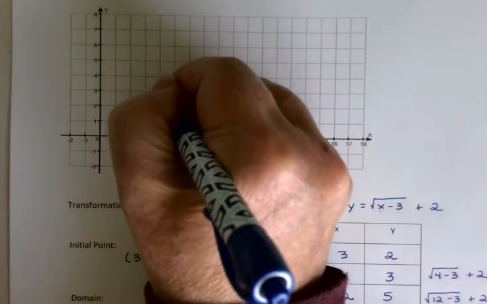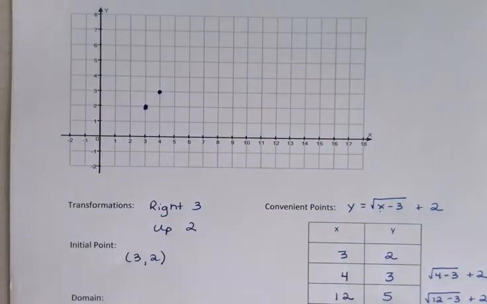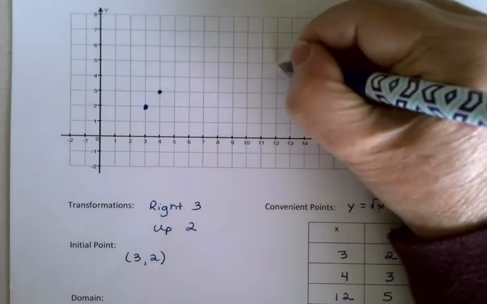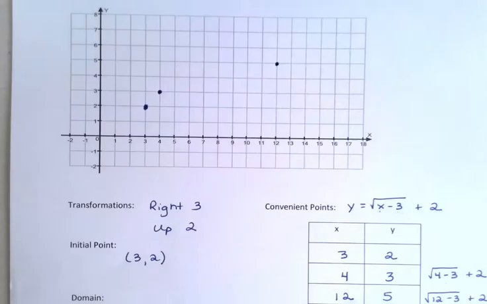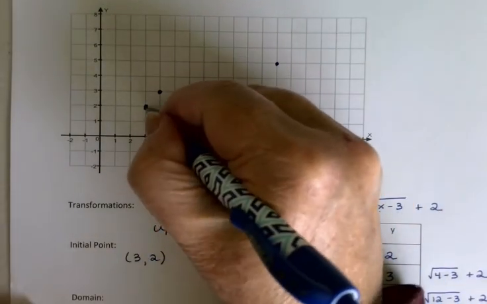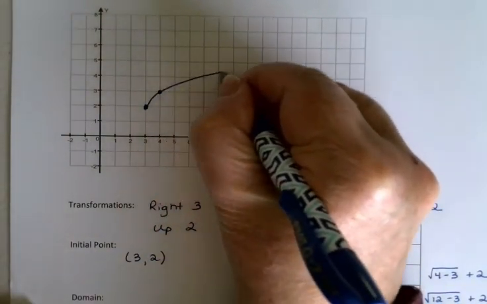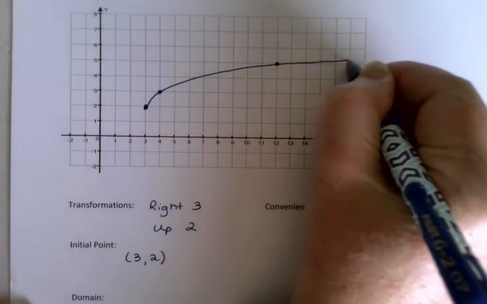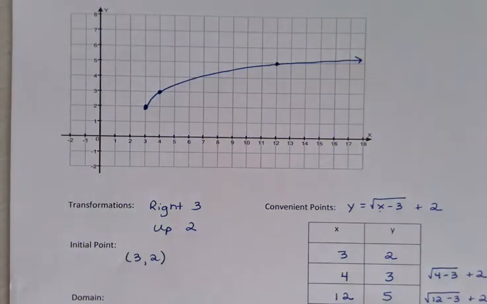4, 3, and 12, 5. Okay. By using those as just sort of guidelines and remembering what that basic shape of the square root curve looked like, I can get a pretty decent graph just by sketching it in from there.